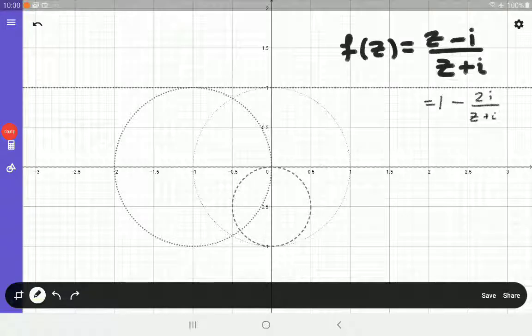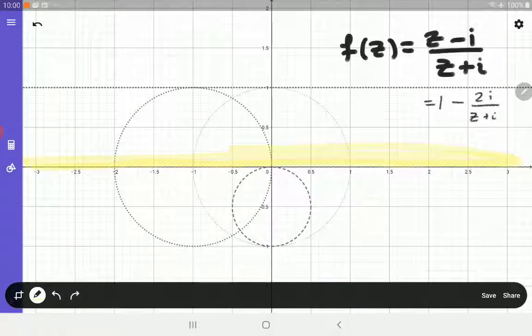Right, so I'm going to be talking about this Mobius transformation f of z, which I claim maps the upper half plane to the unit disk. Now you can rewrite it as 1 minus 2i over 2 plus i, and so that tells you it's a composition of elementary Mobius transformations, and we can track precisely how each of the regions get mapped at each step.